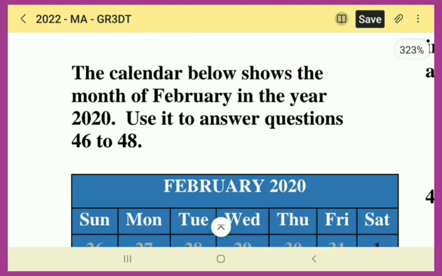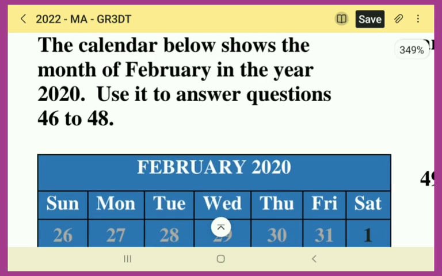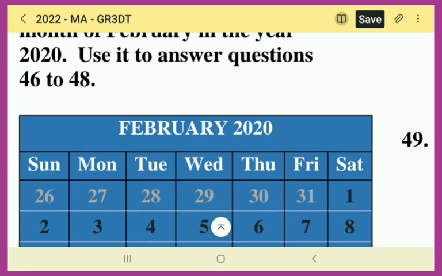And also, every year you have some calendar item to work out. The calendar below shows the month of February in the year 2020. Use it to answer questions 46 to 48.